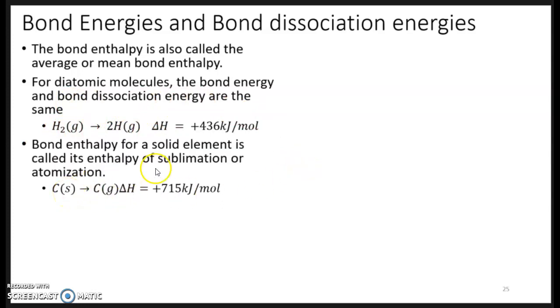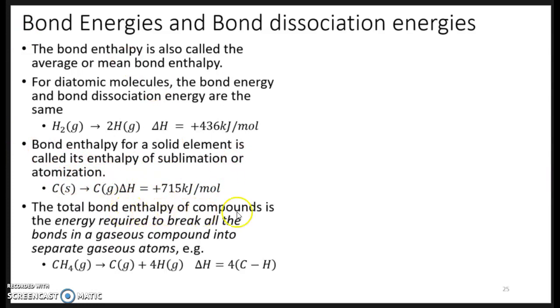And then for solid elements, the bond enthalpy is just the enthalpy of atomization, like we discussed in the previous video. The total bond enthalpy of a compound is the energy required to break all its bonds in a gaseous compound to separate atoms. So CH4 going to C gas plus 4 H. The enthalpy of this reaction is the bond enthalpy.